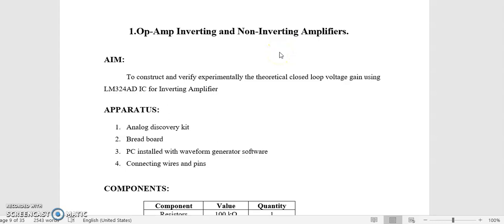Good morning. Our first experiment is op-amp inverting and non-inverting amplifier. The aim of this experiment is to observe the closed loop gain of the op-amp in inverting and non-inverting configurations. For that we are using the LM324AD IC. This LM324AD IC consists of 4 op-amps. Among those 4 op-amps, we are using only one op-amp.